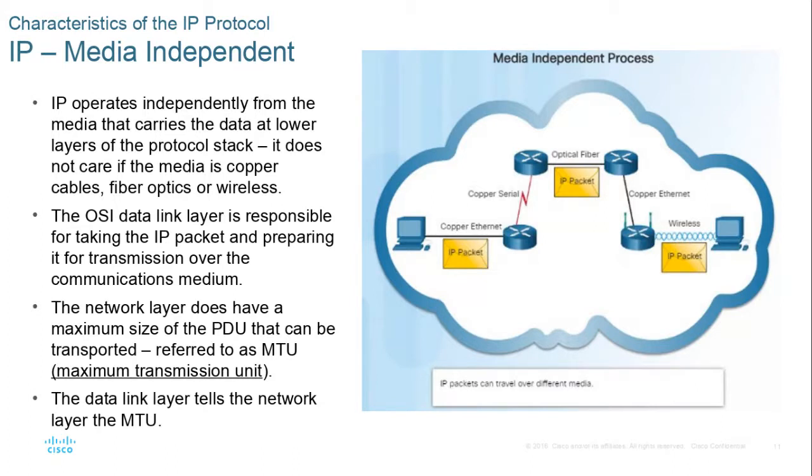So the data link layer will tell the network layer what the MTU is, and then if needed, the network layer can fragment a packet that's too big into sizes small enough to fit in actual Ethernet physical frames.